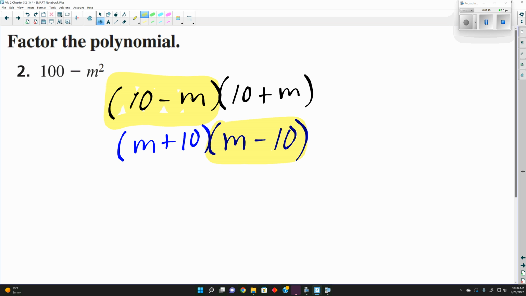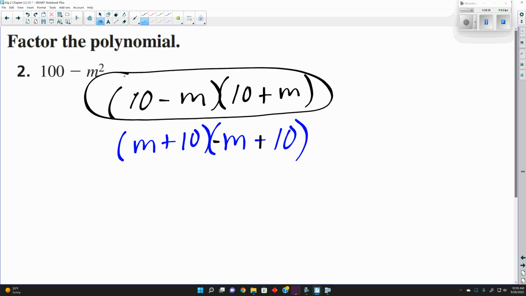So if we said m is 11, on the top one, 10 minus 11 is negative 1. Here, 11 minus 10 is positive 1. Gives us different answers. If we wanted to get these two to match, we'd have to say negative m plus 10 to get them to be the same. But I think it's a little bit easier just to keep it like this here.